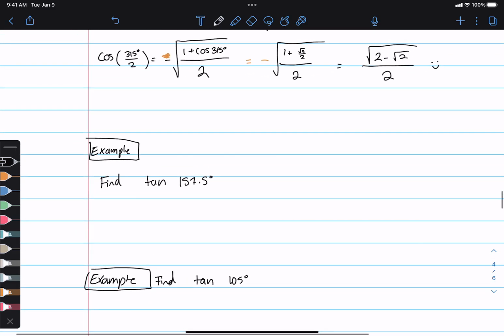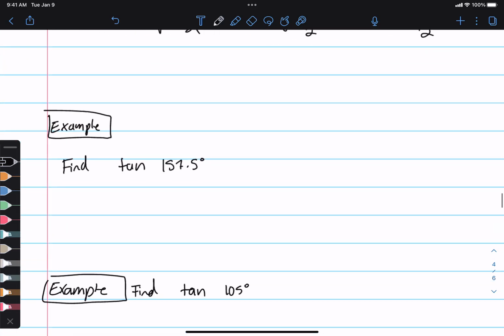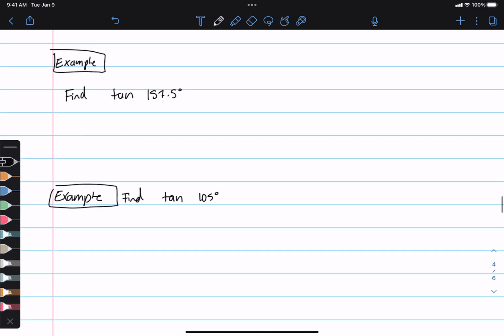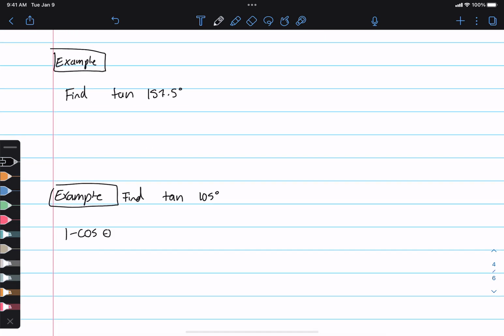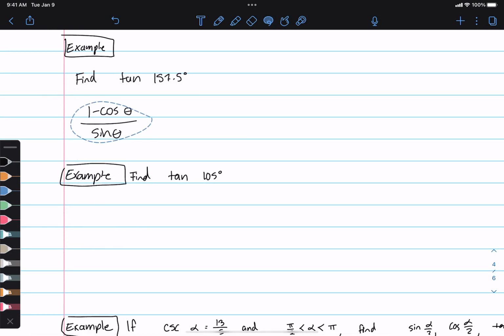Our next example is to find the tangent of 157.5 degrees. The formula that we want to use for this, the gold star formula that I told you, is 1 minus cosine of theta divided by sine of theta. So this is tangent of 315 degrees divided by 2. And so this is 1 minus the cosine of 315 degrees divided by the sine of 315 degrees.